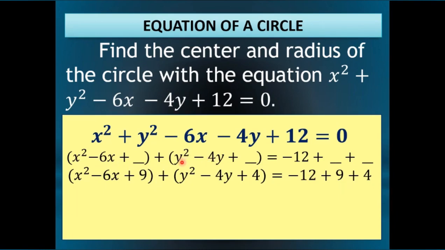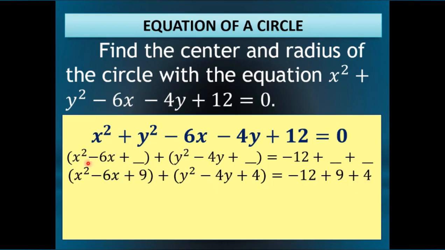And then for our y value, we have y squared minus 4y. Half of negative 4 is negative 2, and the square of negative 2 is positive 4. And then we'll add also to the other side positive 4. So we have here again x squared minus 6x plus 9 plus y squared minus 4y plus 4 equals negative 12 plus 9 plus 4.